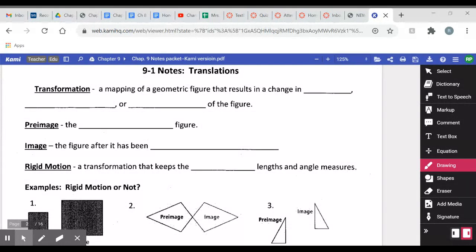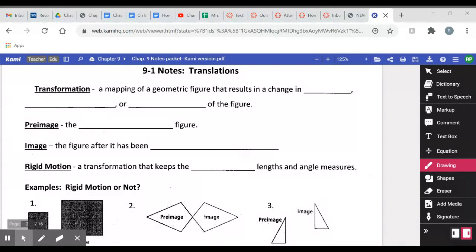So you probably have done some of these transformations in the past. You may have called them something different. Instead of a translation, you might have called it a slide. Instead of a reflection, you might have called it a flip. And instead of a rotation, you may have called it a turn. But it's the same type of thing here. So this particular section is on the Section 9.1 Notes, and it is on translations.